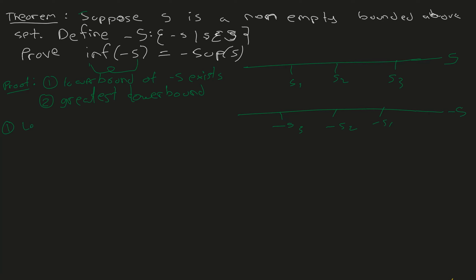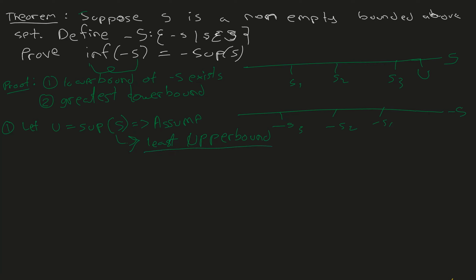So let U be the supremum of the set S. We're assuming this. Things will get pretty tricky right here, so just follow me. Since it's the supremum of the set S, it is the least upper bound. I'm sorry if I said lower bound before. Since U is the supremum of the set S, I'm going to put U right here. So it's the least upper bound.